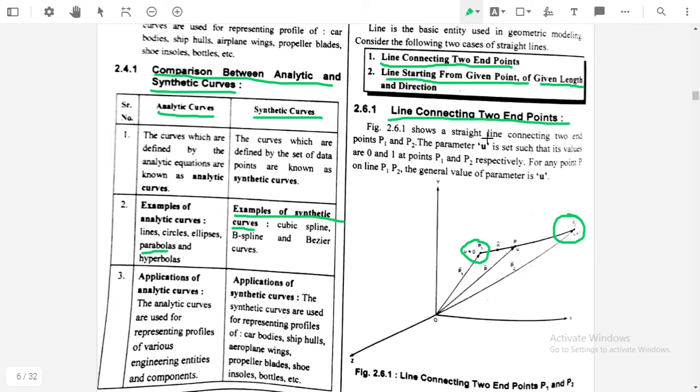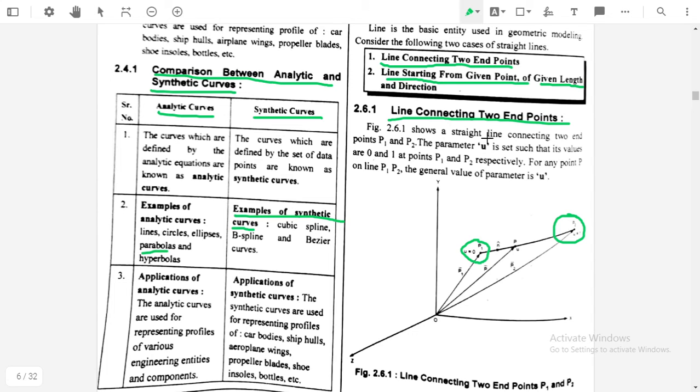is defined. U is, as we discussed in the types of representation, the non-parametric representation and the parametric representation. In a parametric representation we discussed that there is one independent parameter U, which acts as a local coordinate to define the curve.